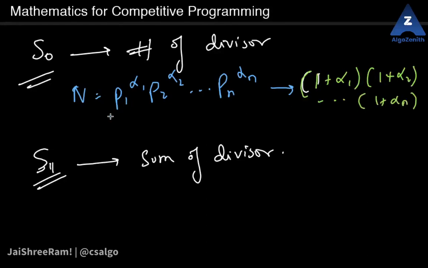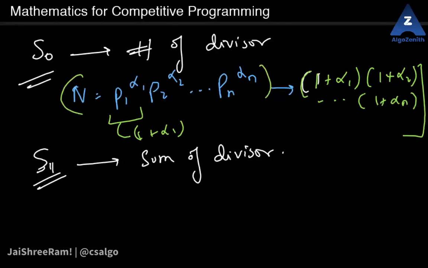Why is this? Because for every prime you have 1 plus alpha 1 choices: 0, 1, 2, 3, 4 up to alpha 1. How many copies of that prime do you take in that particular divisor? And the choices are independent for each prime, so it comes out to be this formula, right?